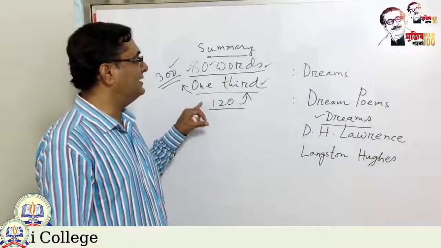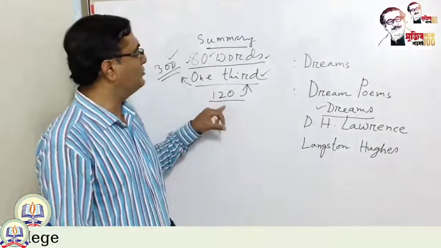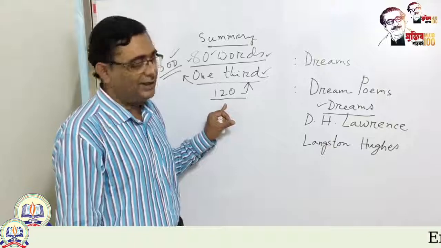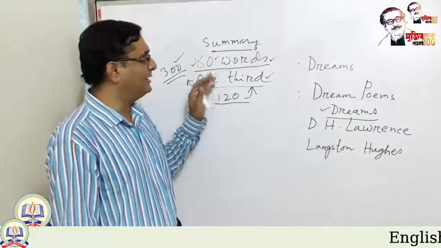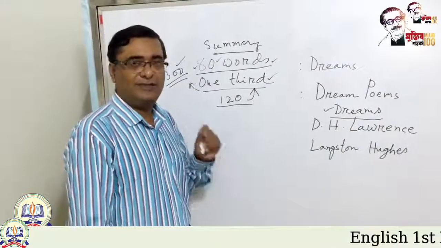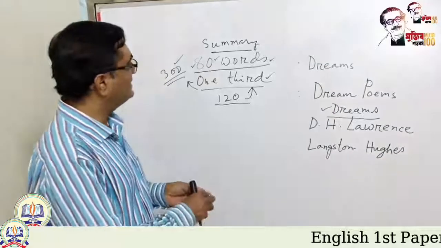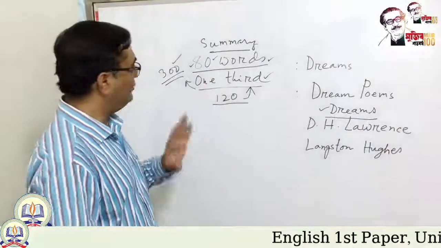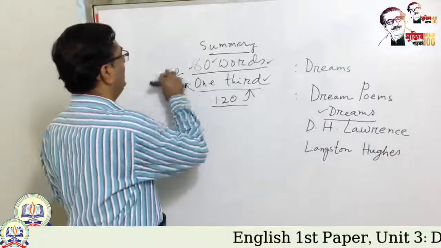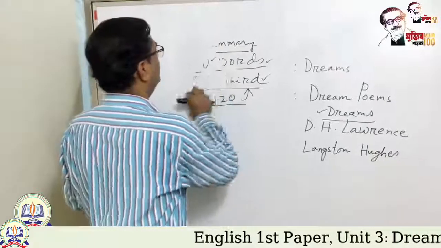And if the passage is shorter, then it's better to follow one-third of that. But still, I don't claim that these are the absolute rules. What is important is that when you write the summary, apart from this length, you have to remember a few more things. I will explain those things over here.